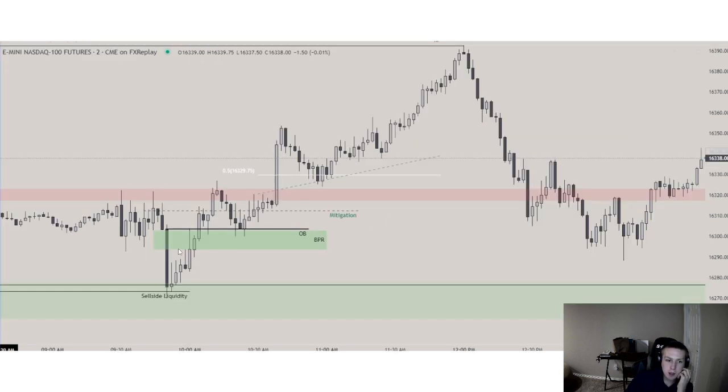So here we have the 2 minute chart. We had that big displacement lower. And then as soon as we close above this candle here, I am marking that as an order block or change of state delivery. Right here, the algorithm is going to change the state of delivery to buy side delivery. And conveniently, what does that map up with? It maps up with a fair value gap.